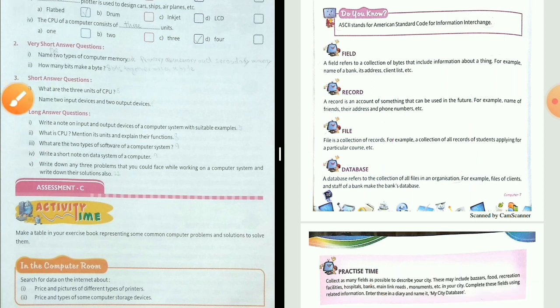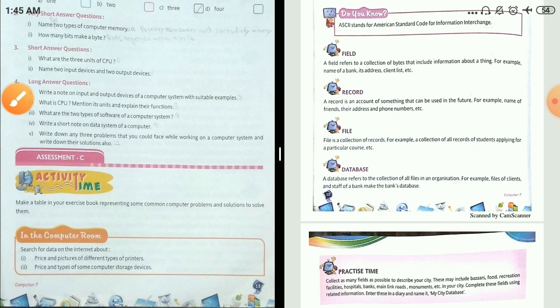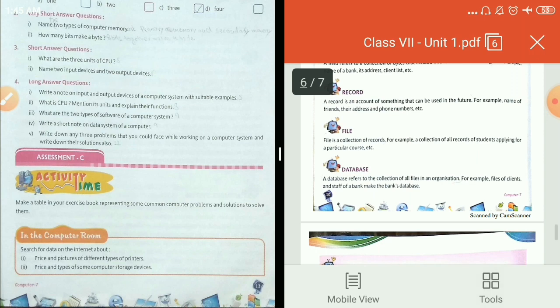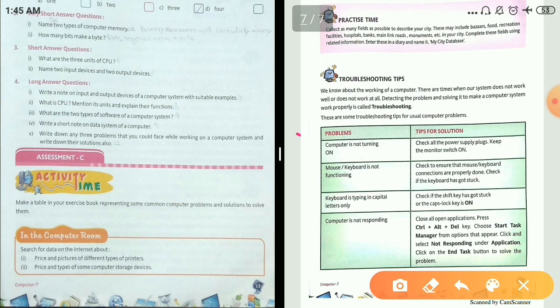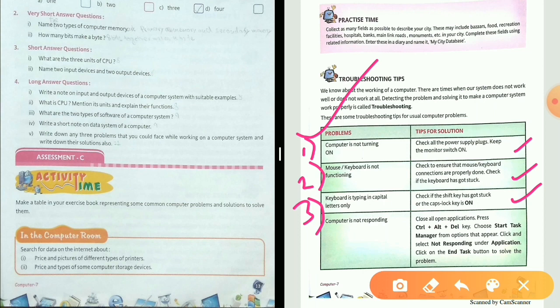Now the last answer, that is your fifth one. Write down any three problems that you could face while working on a computer system and write down their solutions also. Turn to your page number 11. Over here we have a chart of troubleshooting tips. Okay, we have four problems, so you can write down the first, second and third, along with their solutions. Okay, so this much you will be writing out. First three problems along with their solutions for this last answer.